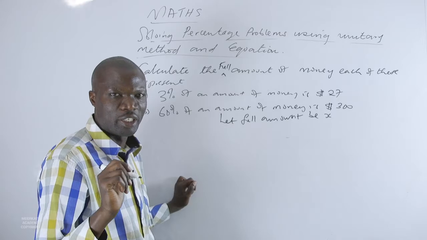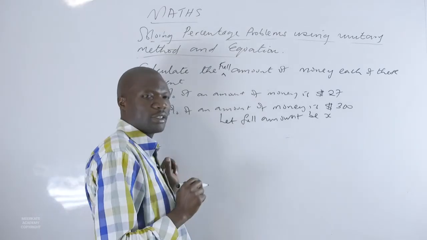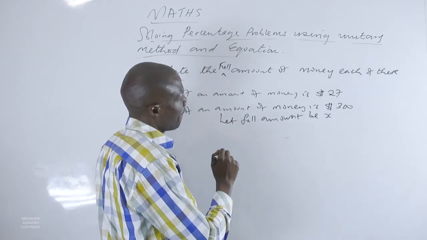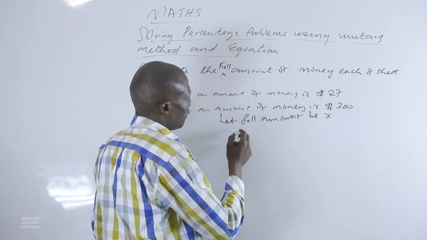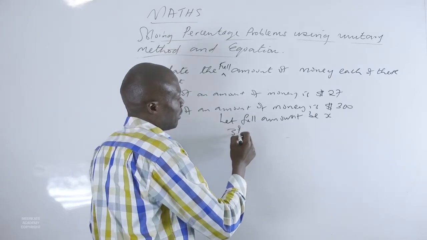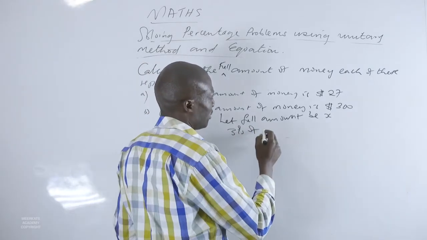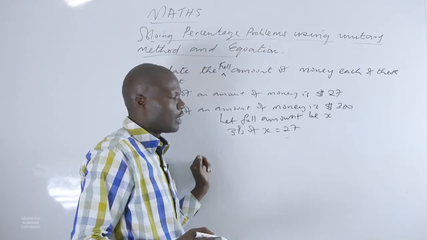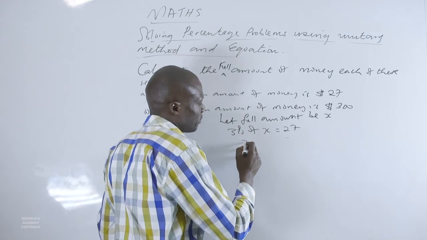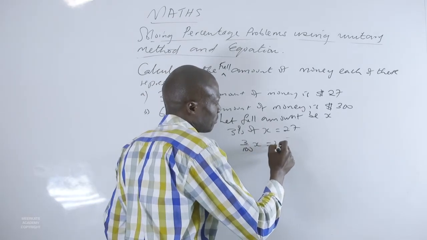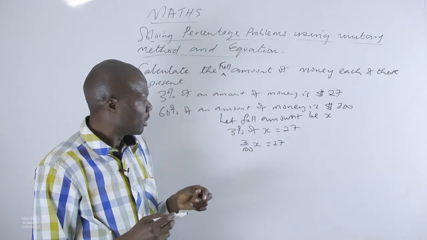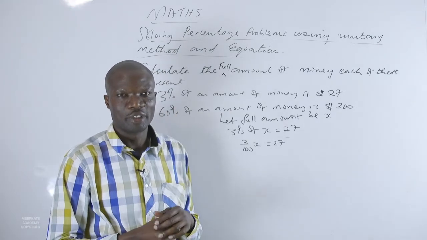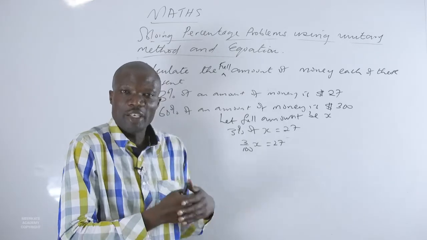Let the full amount be X. Then we say that 3% of X is equal to $27. Writing as a fraction, you see, X is the full amount. Solve for X, and you're done.